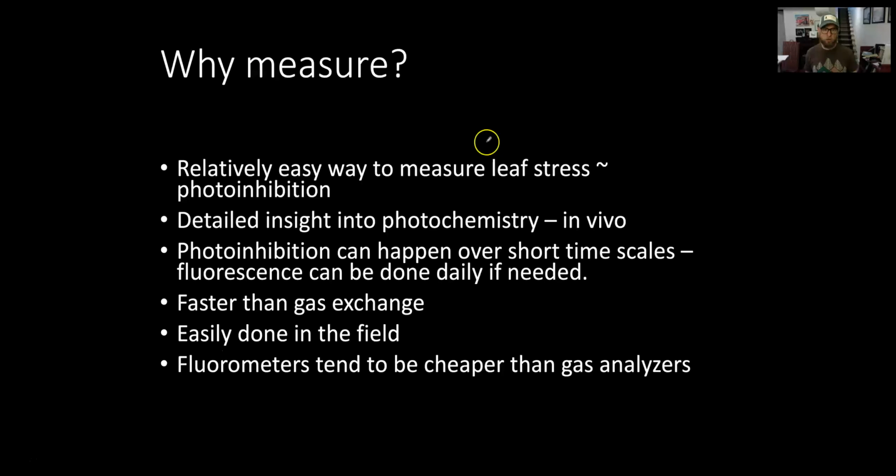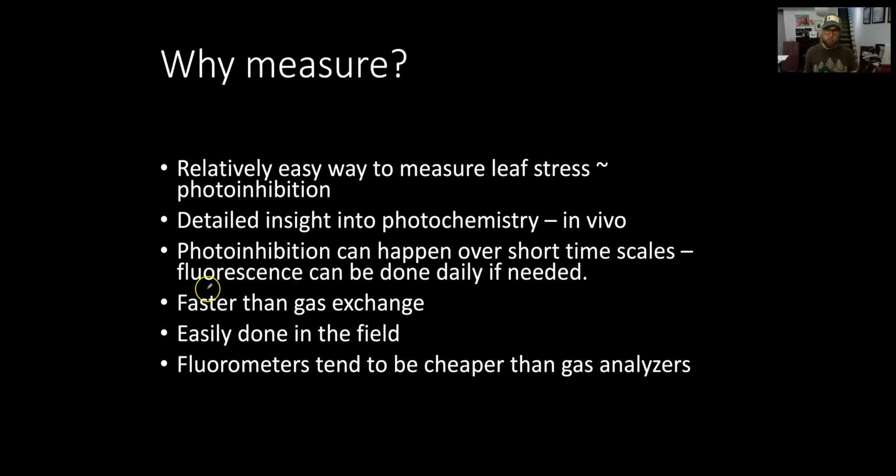So it's an easy way to measure leaf stress, and a lot of times that stress is coming from photoinhibition. It gives you some detailed insight into photochemistry, how fast those processes are happening, how many photosystems there actually are in particular leaves. And because this can happen over relatively short time scales, you can look at diurnal patterns of stress. Plants can go through a pattern where they're relatively healthy in the morning, they get stressed and those photosystems start breaking down in the middle of the day, and then they can repair themselves and be healthy again at night. So you can see what's going on over the course of the day.